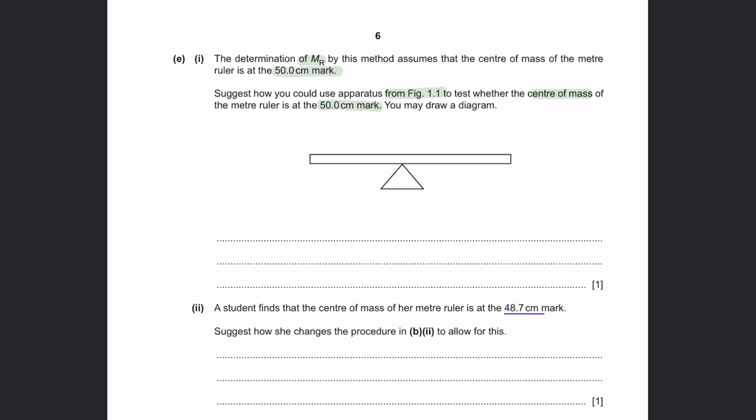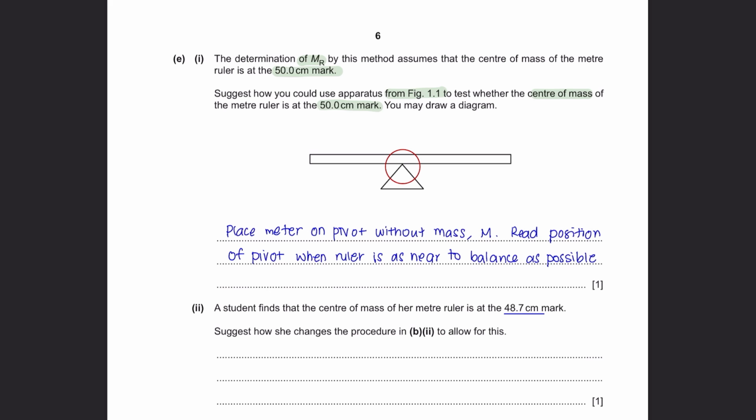To test whether the center of mass of the meter ruler is at the 50 cm mark, you may place the meter ruler on pivot without mass m and read the position of pivot when ruler is as near to balance as possible.